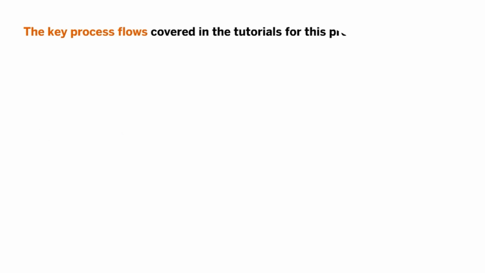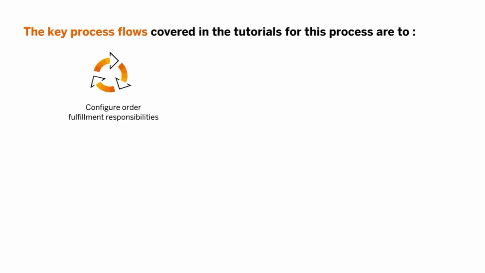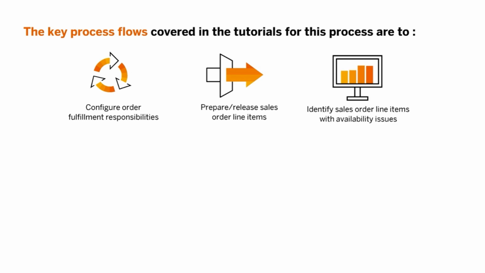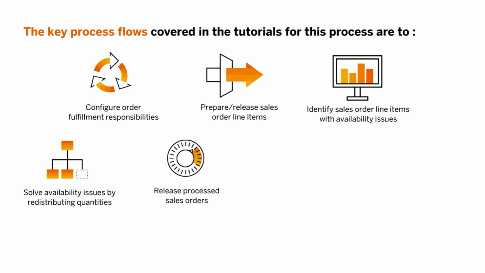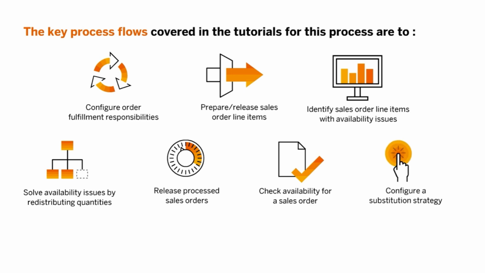The key process flows covered in the tutorials for this process are to configure order fulfillment responsibilities, prepare or release sales order line items without availability issues, identify sales order line items with availability issues, solve availability issues by redistributing quantities, release processed sales orders, check availability for a sales order, and configure a substitution strategy.